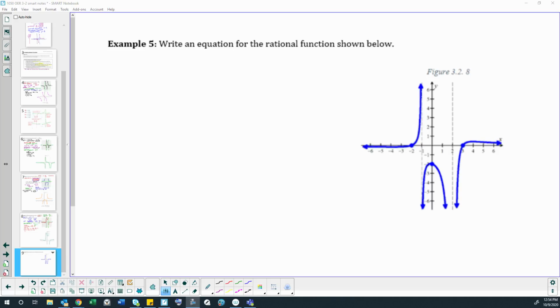Example 5 for section 3.2, graphing rational functions. Write an equation for the rational function shown below. So let's start by looking at some of our characteristics here.